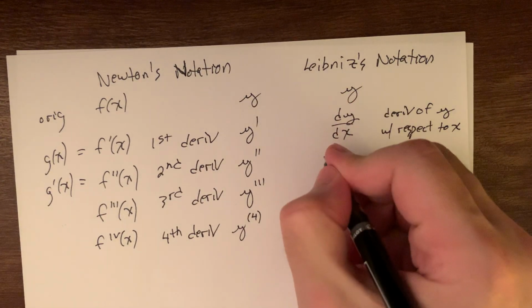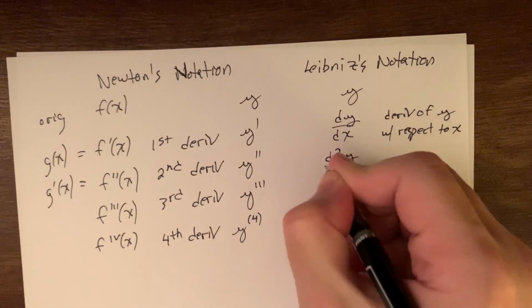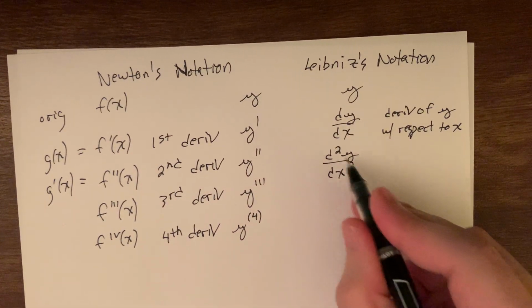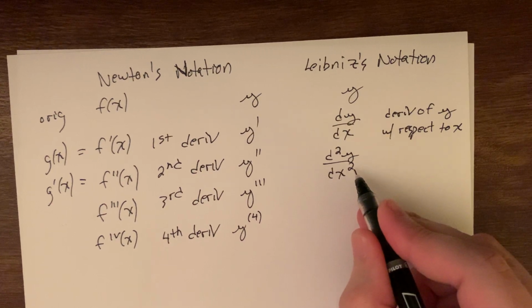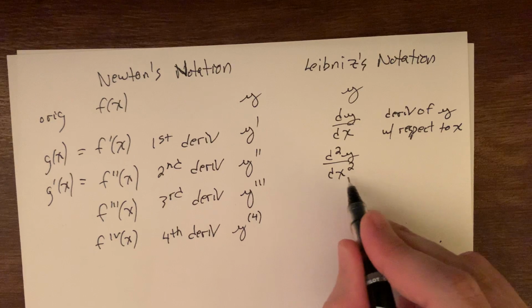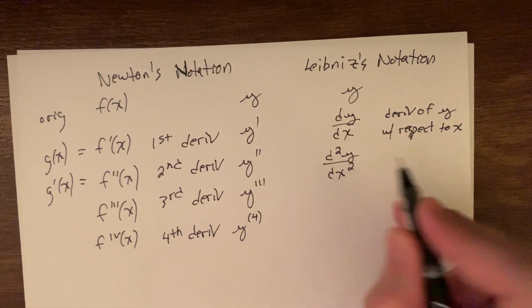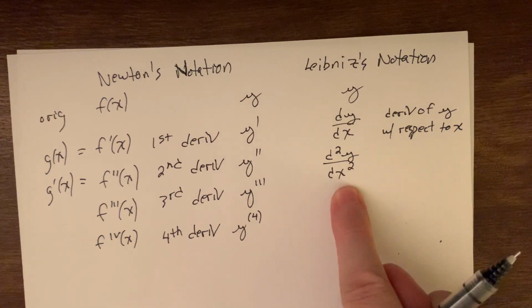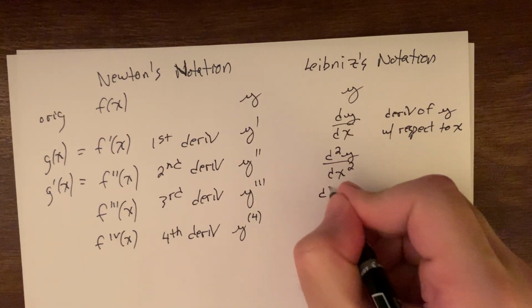For him, the second derivative would be written like this. The 2's are kind of like exponents, but just notice on the top line, it's going between the d and the y, and on the bottom, it's after the x. This would be the second derivative of y with respect to x. You could do the third.